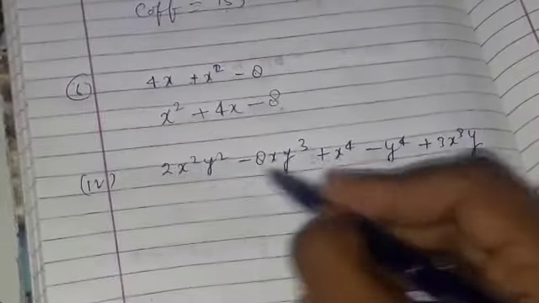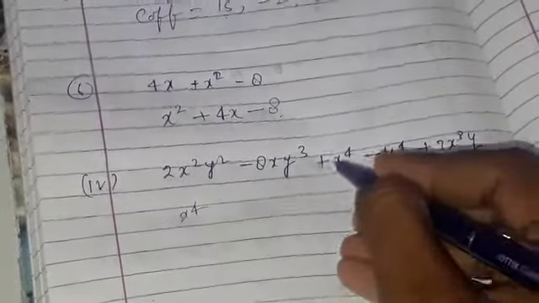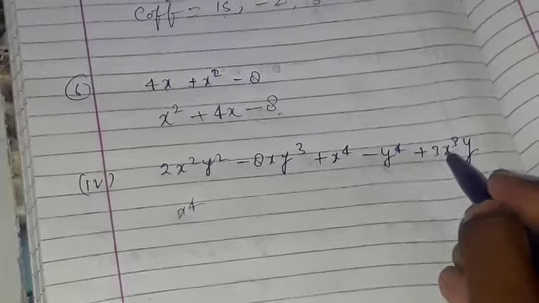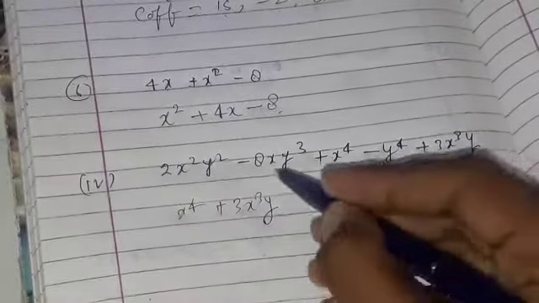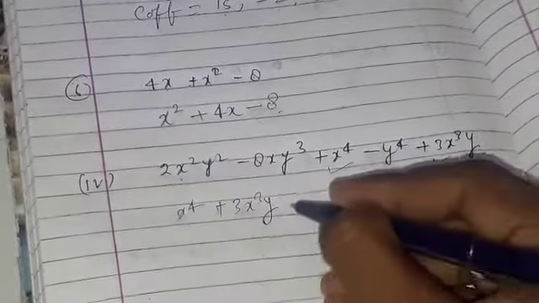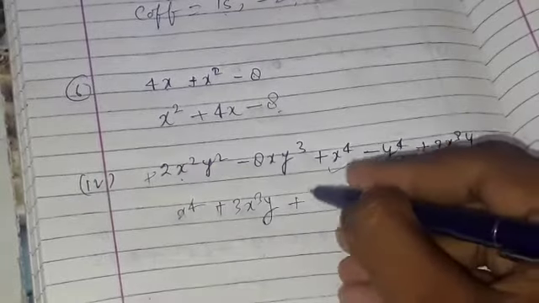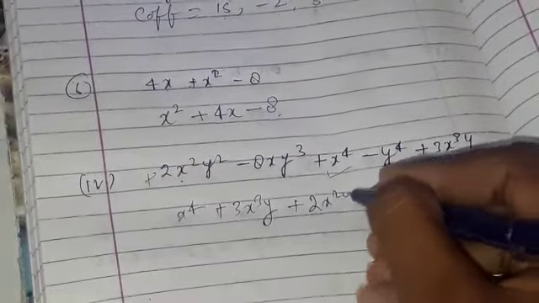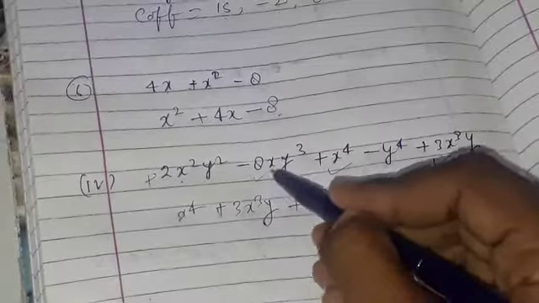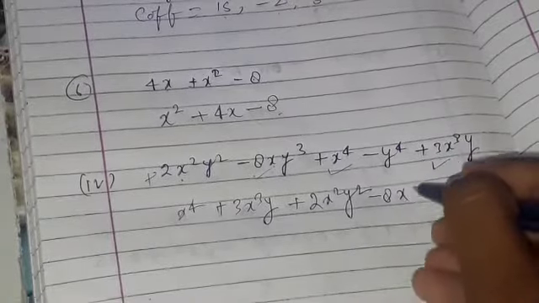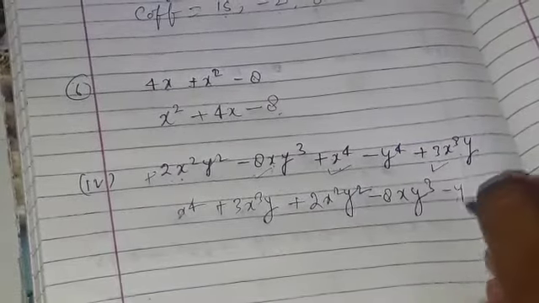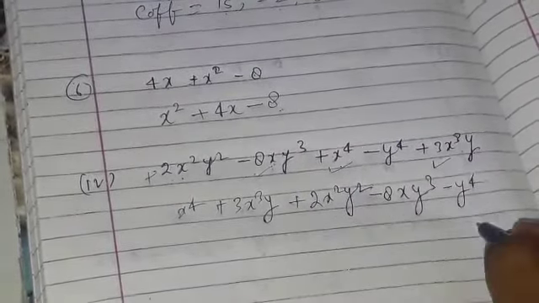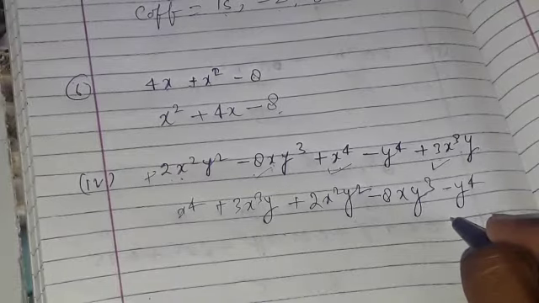So in this question class, your highest degree is x to the power 4, then x to the power 3, so plus 3x cube y, then x square, plus 2x square y square, because this is the positive sign, and then minus 8xy cube, and now the remaining part is y to the power 4. So this is your decreasing order of power of x.